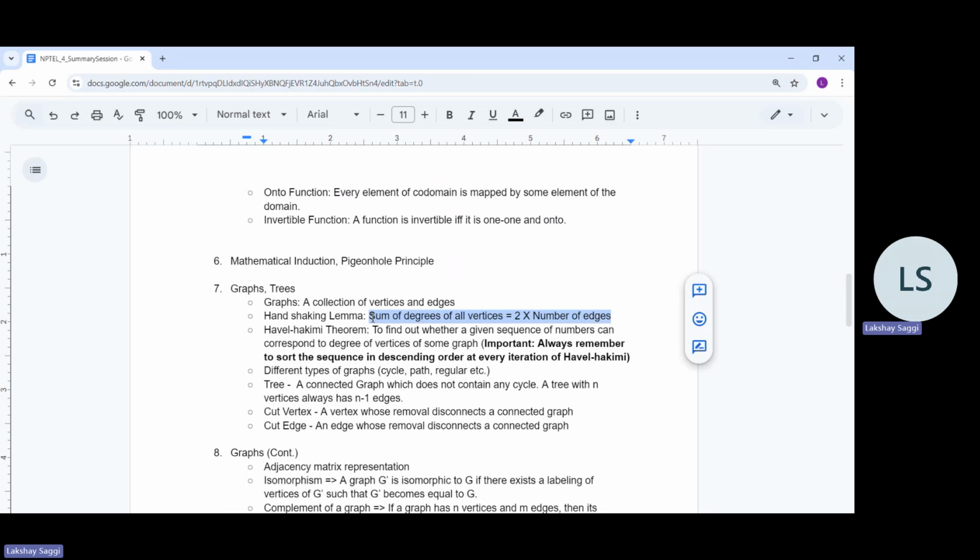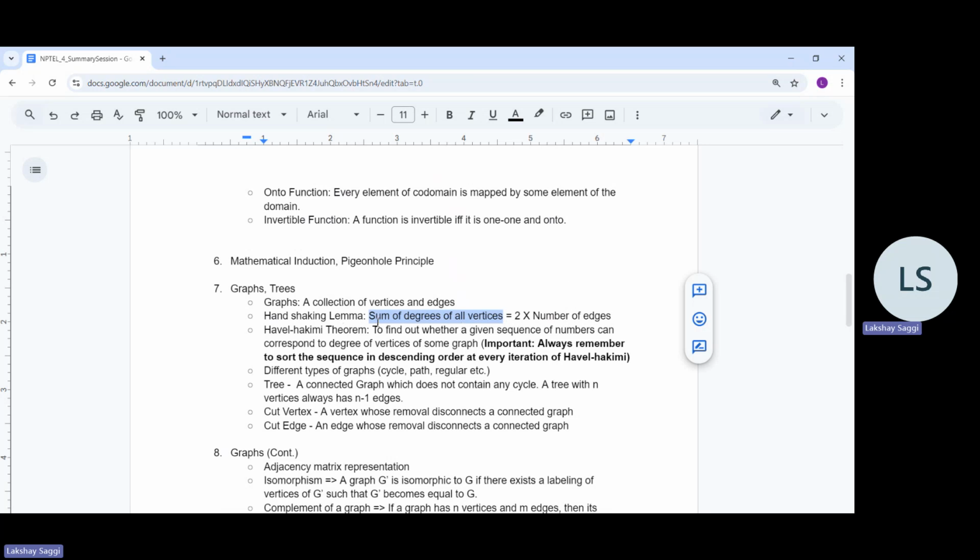This is kind of obvious: the sum of degrees of all vertices is equal to twice the number of edges, because an edge always appears twice. If there is an edge x, y, then it appears on the x side when we are counting the degree of x, and also appears when we are counting the degree of y. That's why every edge appears twice in this sum, so it is equal to twice the number of edges.